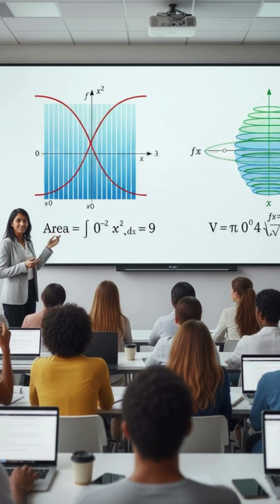2. Example 2. Calculating volume, the disk method. Question: find the volume of the solid formed by rotating the function f(x) equals square root of x around the x-axis from x equals 0 to x equals 4. 1. The setup: when we rotate a shape around an axis, the slices are circular disks with a radius equal to the function's height, r equals f(x). The area of each disk is pi r squared. V equals pi times the integral from 0 to 4 of the square root of x, squared, dx.